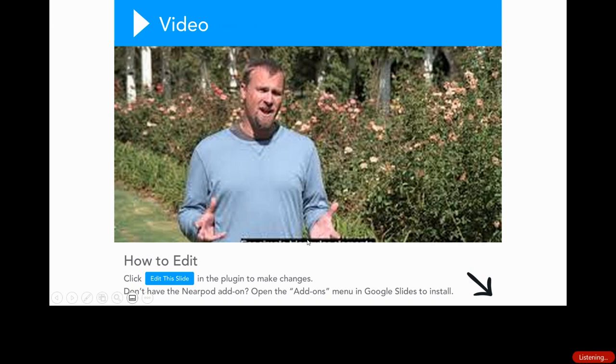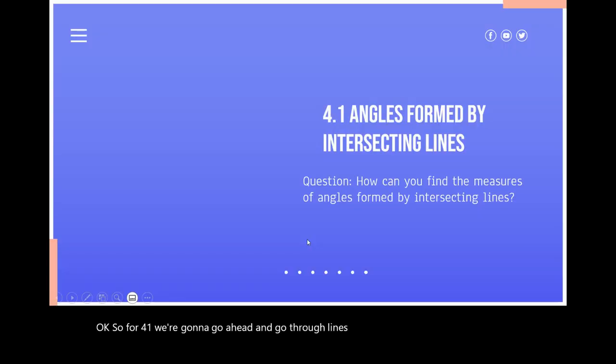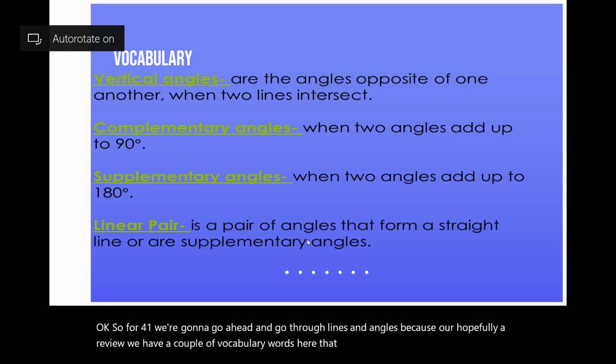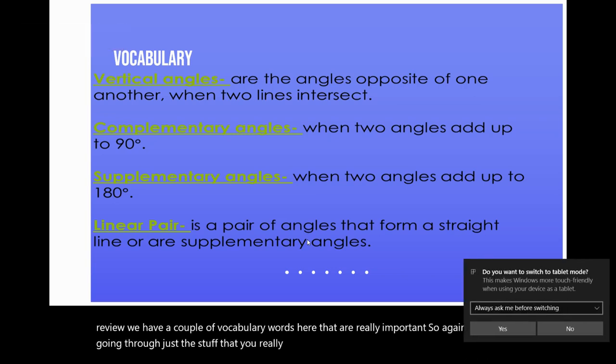Okay, so for 4.1, we're going to go ahead and go through lines and angles. You guys already hopefully have had this as a review. We have a couple of vocabulary words here that are really important. So again, I'm going through just the stuff that you really need to know for future math classes.